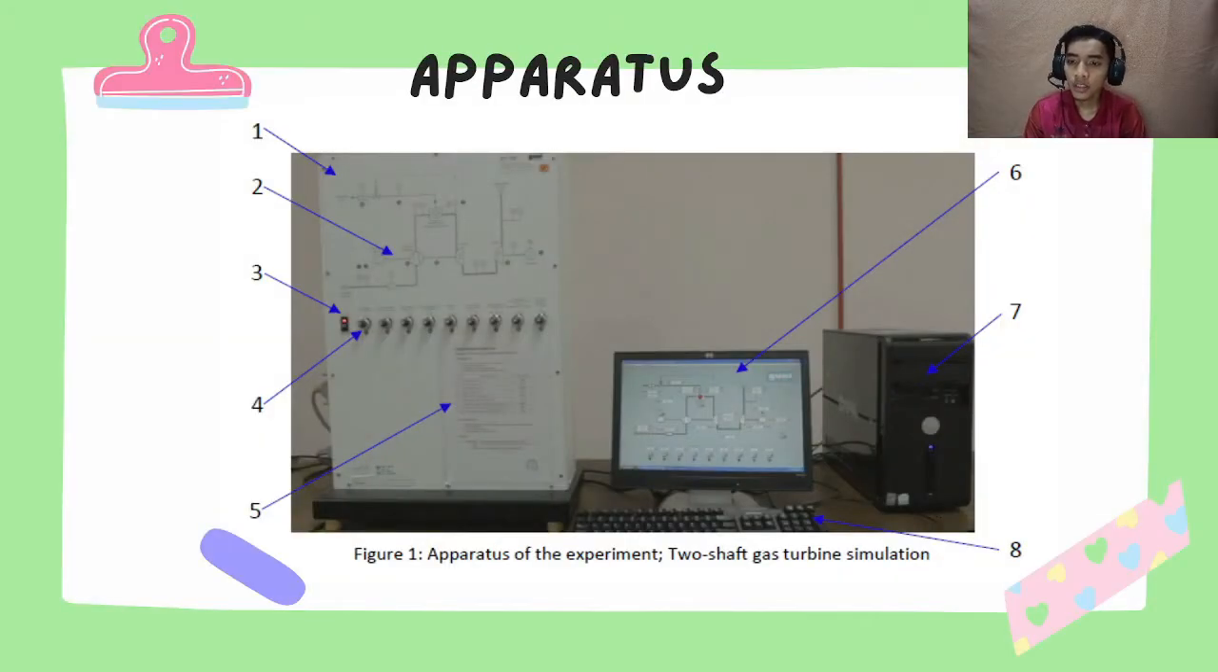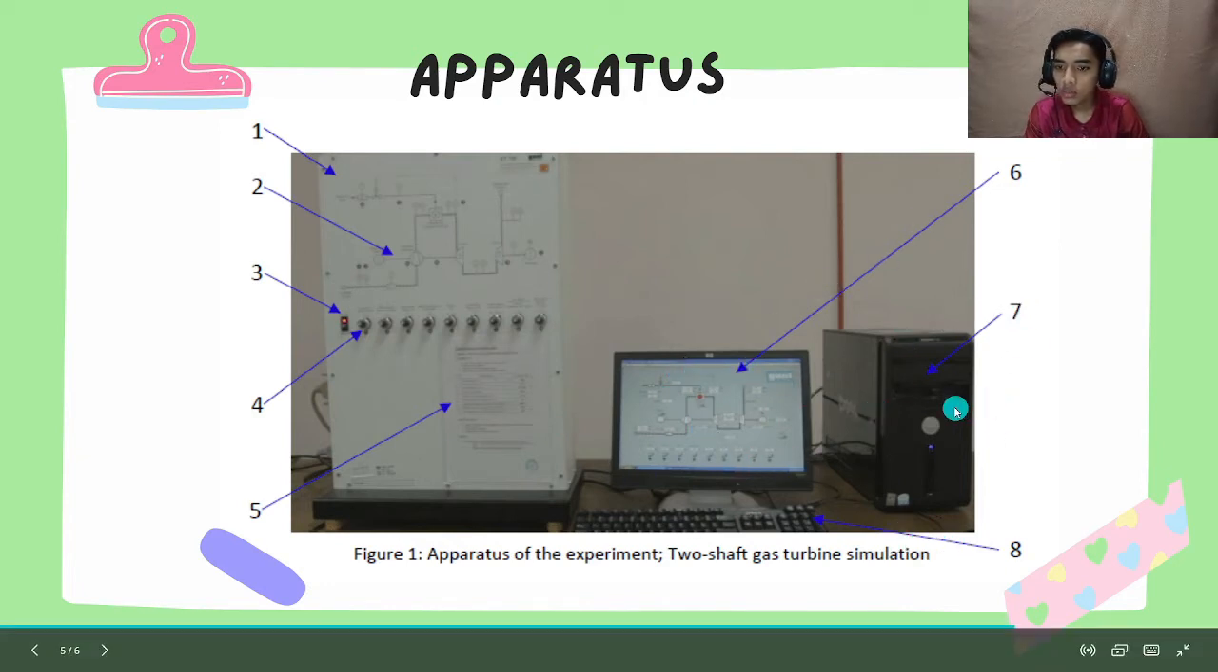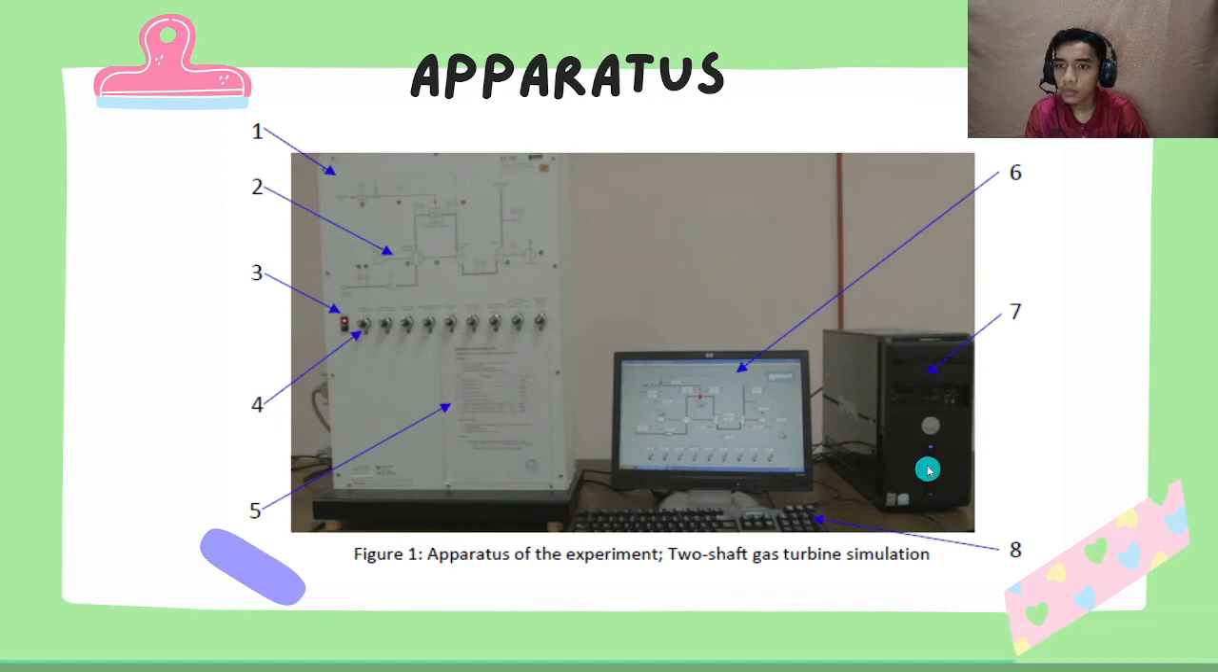So this is the apparatus of the experiment, which is the 2 shaft gas turbine. The first one is the control panel, and number 2, which is this one, is the schematic diagram. 3 is the on-off switch. 4 is the control knob. 5 is the starting up value setting. 6 is the simulator value setting. 7 is the simulation monitor. And 8 is the keyboard.